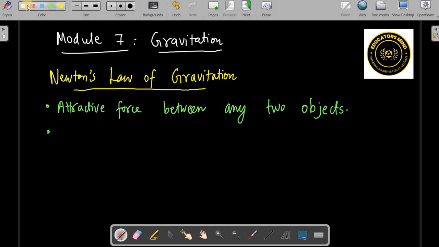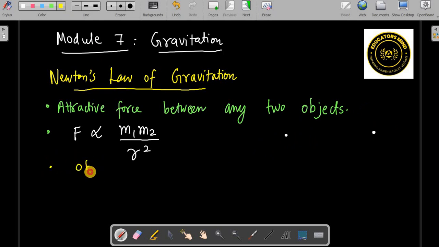And what is the nature of that force? The gravitational force is proportional to the product of masses, and it is inversely proportional to the square of the distance between them. Here we are considering the objects as point objects. This you have to understand.